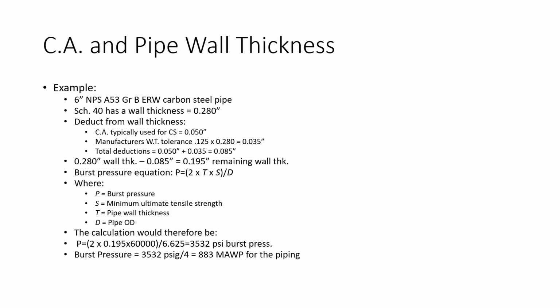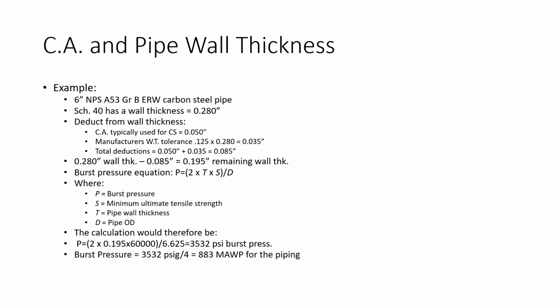Deduct manufacturer's wall thickness tolerance. It states under ASTM A53 that the minimum wall thickness at any point shall be not more than 12% under the nominal wall thickness specified. That would therefore be a deduction of 0.035 inches. Adding those up, you have a total of 0.085 inches of deductions from the wall thickness. Taking the wall thickness of 0.28 inches minus the 0.085 deduction leaves you a wall thickness of 0.195 for the calculation.